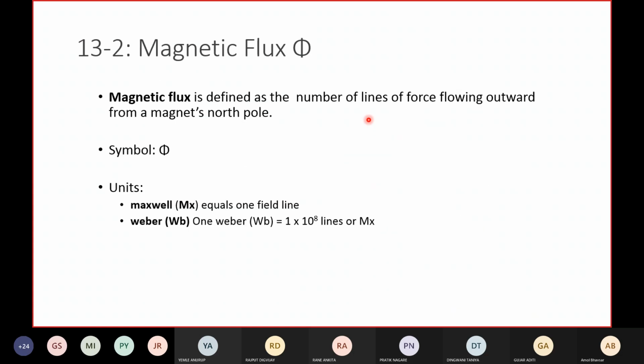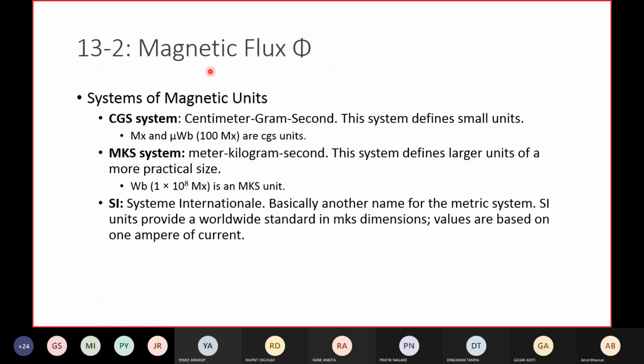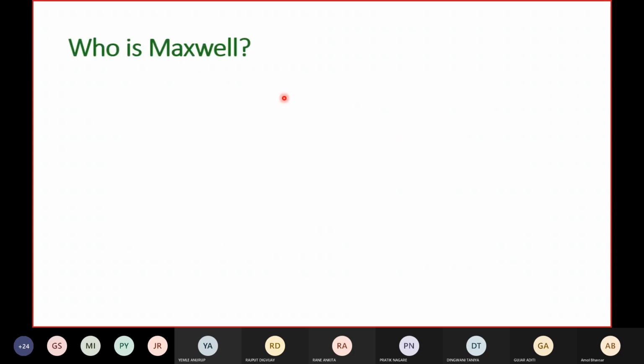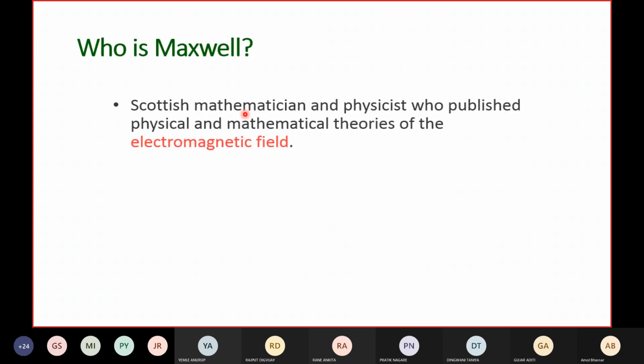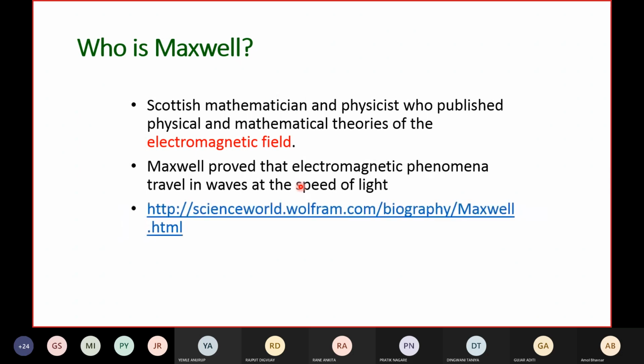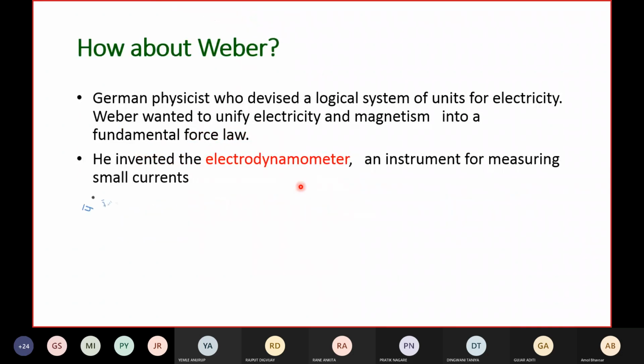Okay, so this comes to the end of this chapter. I have already taken all these definitions of your chapter, that is, magnetic.